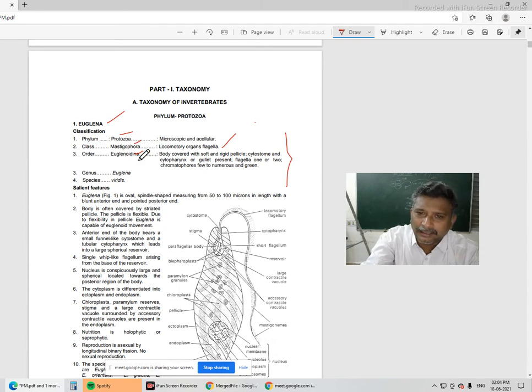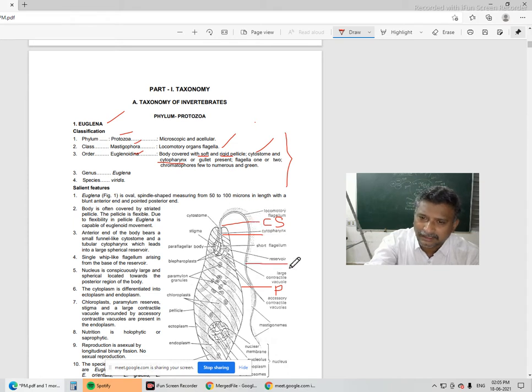Under Euglenoidea, the body is covered with a soft and rigid pellicle. You see here, this is the pellicle. And the cytostome is there. Here is a small, round, mouth-like opening. That is called a cytostome. And the cytopharynx, a narrow tube-like structure, is here. That is the cytopharynx or gullet. Flagella, one or two, is there. So this is a flagellum.